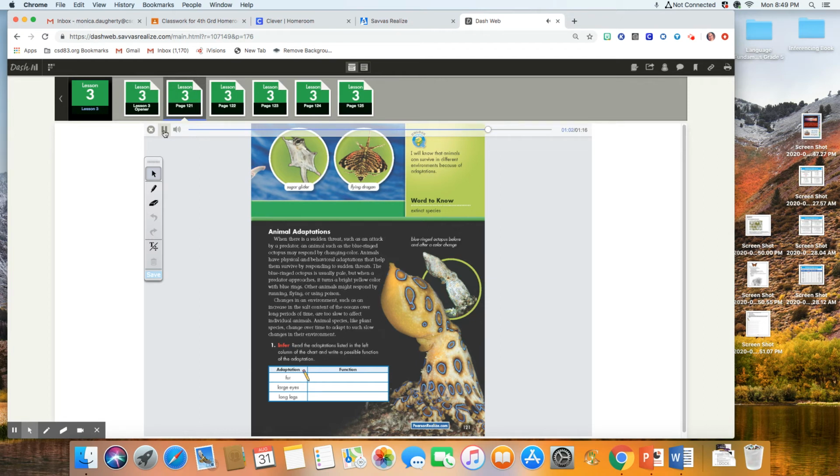1. Infer. Read the adaptations listed in the left column of the chart and write a possible function of the adaptation. Adaptation. Fur. Large eyes. Long legs. Function.